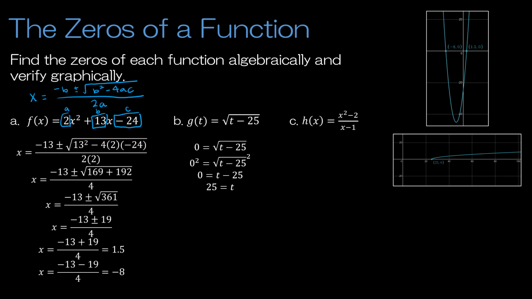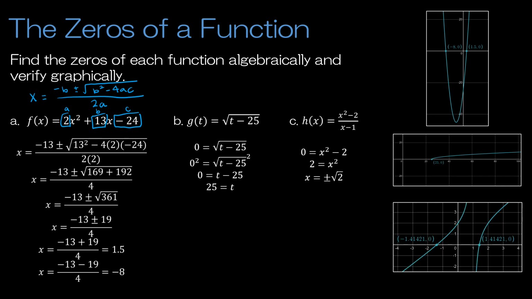And for the last, which is a rational function, again, I'm only worried about the numerator. So I'm setting the numerator equal to 0 and finding plus or minus radical 2, which is about 1.41421. And we can see the graphs do match up with what we found algebraically.